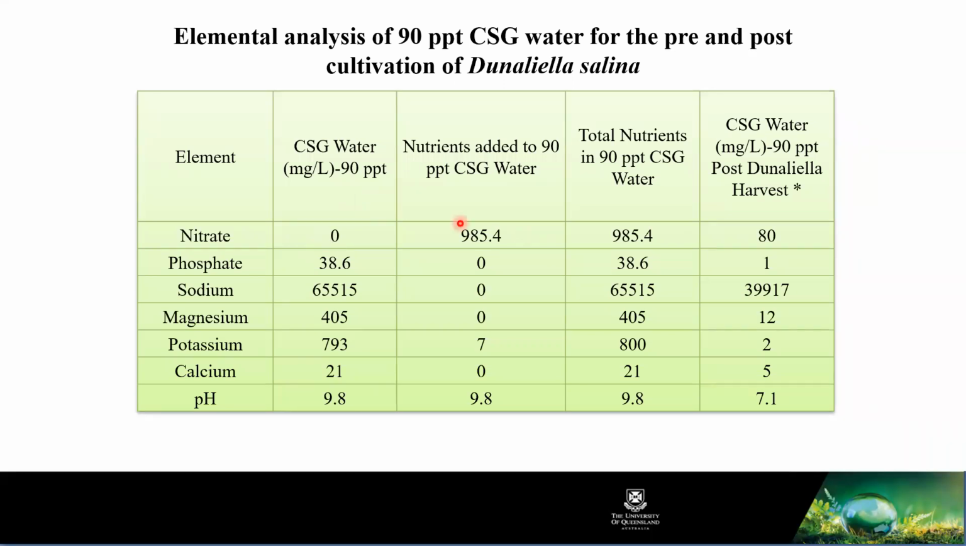We added this, and the total nutrient concentration increased to a higher number. And then this is the result we got at the end of the algae harvest. So you can see a significant reduction in the sodium level, which means the salinity was significantly reduced. The magnesium, potassium, calcium, the pH, everything came down. This is an active project proposal to expand this project on a bigger scale. So this is especially for Dunaliella salina.